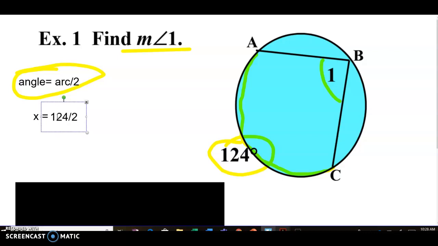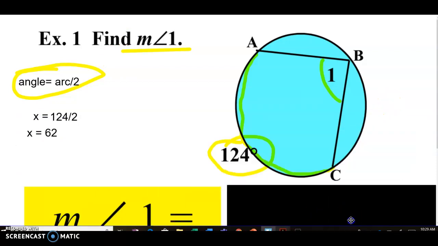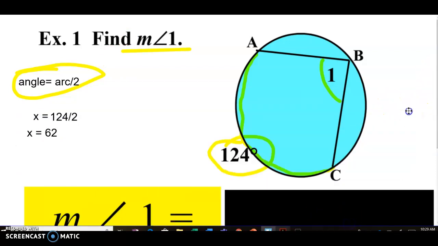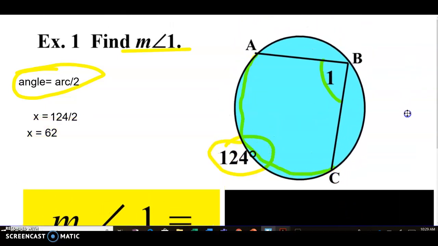So that means that x is just equal to 124 divided by 2. So 124 divided by 2 is just 62 degrees. And we can see that that is correct. Okay, so let me just put that back. My screen is a little bit bigger than I expected it to be. So that's example 1.